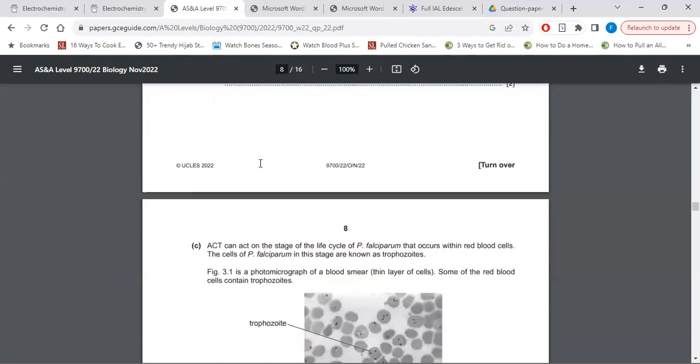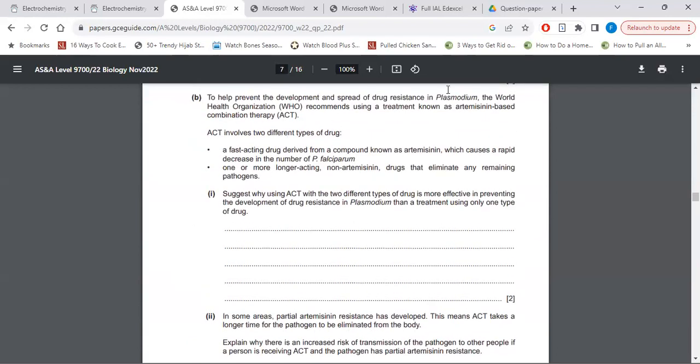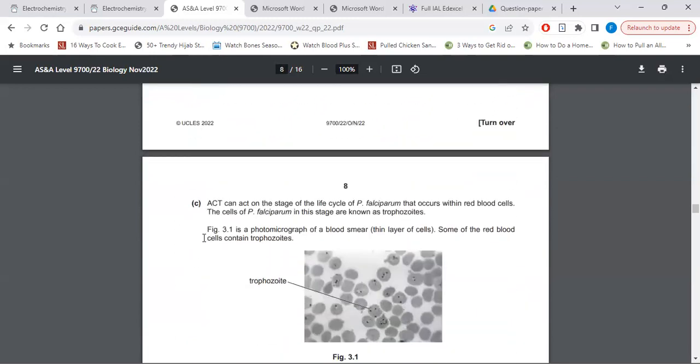So ACT is the drug, one of the drugs that we can give to the patient. This is the full form of it: Artemisinin based combination therapy. So this is the therapy that we can give. Okay. So ACT is the therapy, and the pathogen is P. falciparum. ACT can act on the stage of the life cycle of P. falciparum that occurs within red blood cells.